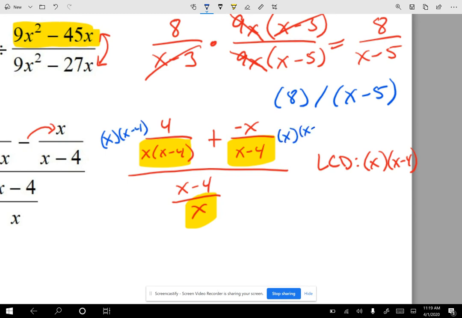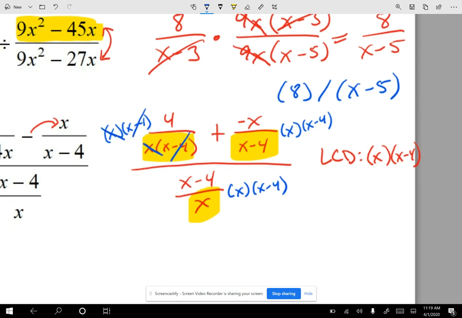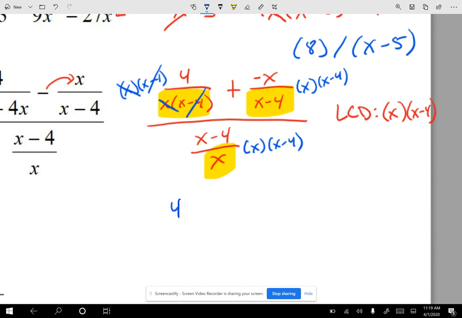Multiply by x and x minus 4 each of my fractions. Now in the first fraction, the x with the x cancel out. The x minus 4 with the x minus 4 cancel out. So I just have a 4. Looking at the second fraction, the x minus 4 with the x minus 4.